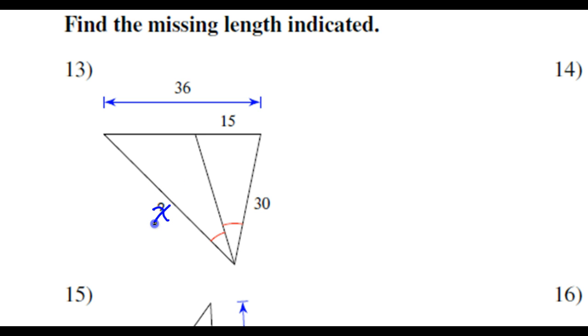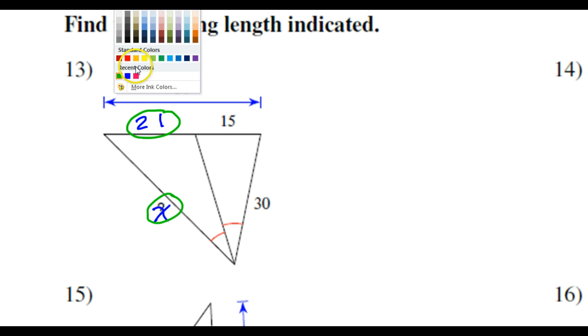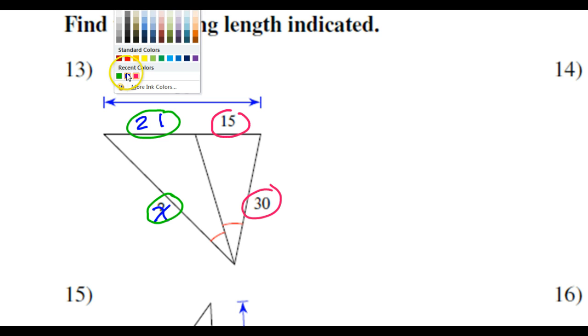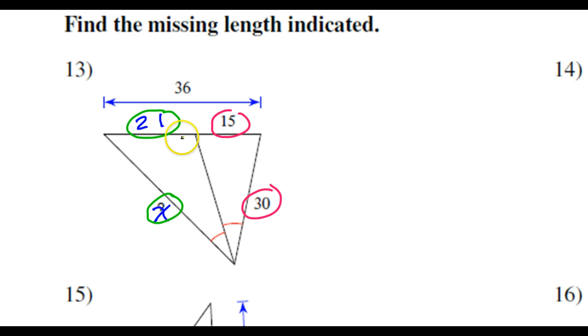Let's call this X, since that's what we're trying to find. Now we're going to need both of these pieces. So 36 minus 15 is 21. So if we have an angle bisector, then these two lengths should be proportional, and they should be proportional to these two lengths. So specifically, for example, X over 21 should equal 30 over 15.